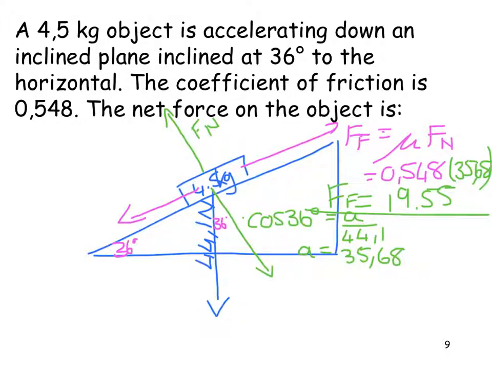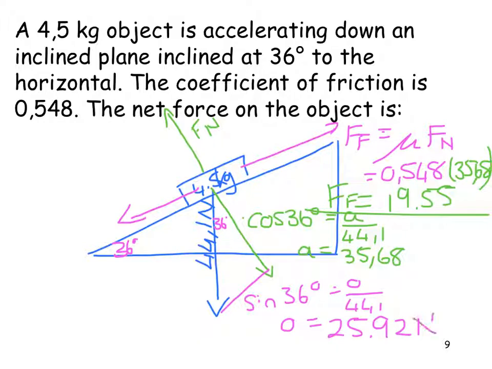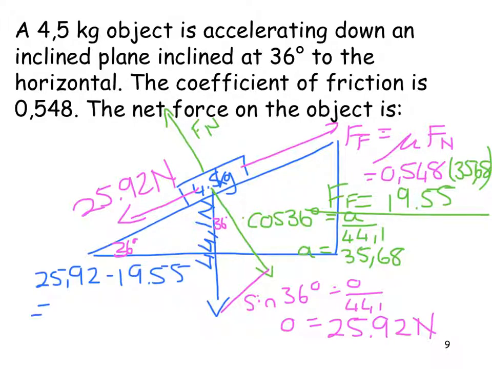The next thing I can work out is the opposite side, which means I go sine of 36 degrees is equal to the opposite that I don't know over 44,1, and my opposite side then turns out to be 25,92 newtons. So down this hill is 25,92 newtons. Now I need to get the net force, and I need to look at what's happening parallel to the slope, and I'm going to say 25,92 down the slope minus 19,55 up the slope is equal to 6,37 newtons down the slope.